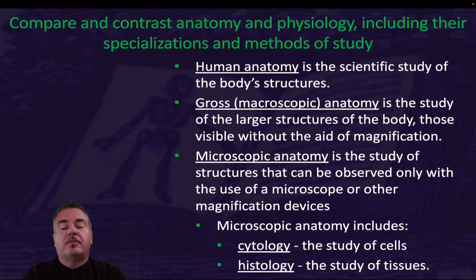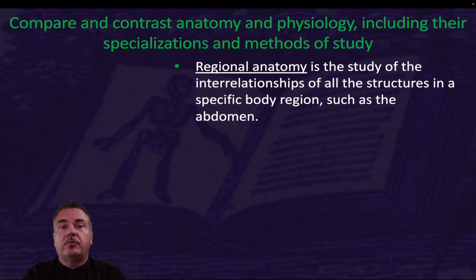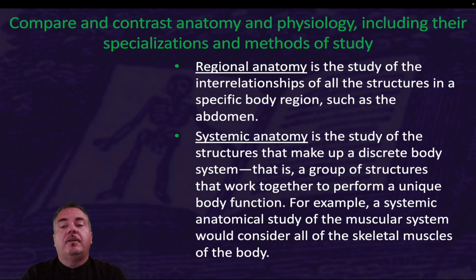Microscopic anatomy includes cytology, which is the study of cells, and histology, which is the study of tissues. Regional anatomy is the study of the interrelationships of all the structures in a specific body region, such as the abdomen. Systemic anatomy is the study of structures that make up a discrete body system. That is, a group of structures that work together to perform a unique body function. For example, a systemic anatomical study of the muscular system will consider all the skeletal muscles of the body.